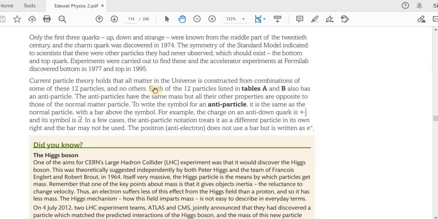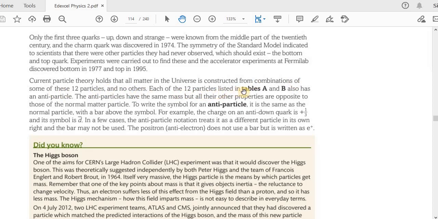Current particle theory holds that all matter in the universe is constructed from combinations of some of these 12 particles. Now what are the 12 particles? The 6 leptons and the 6 quarks. So quarks and leptons are fundamental particles, remember that. So all matter in the universe is constructed from combinations of some of these 12 particles and no other.